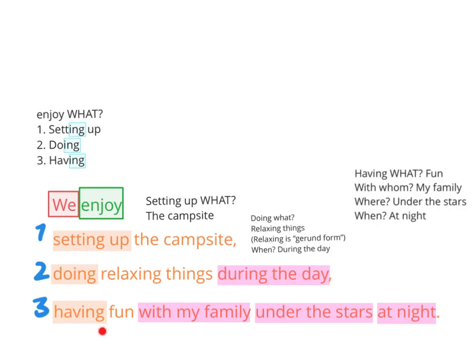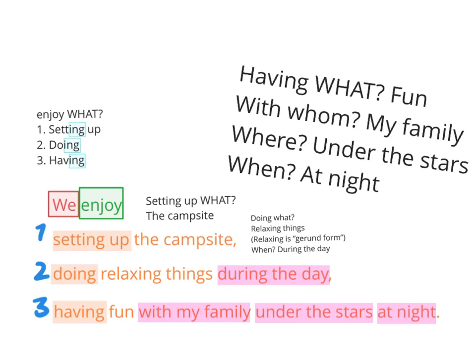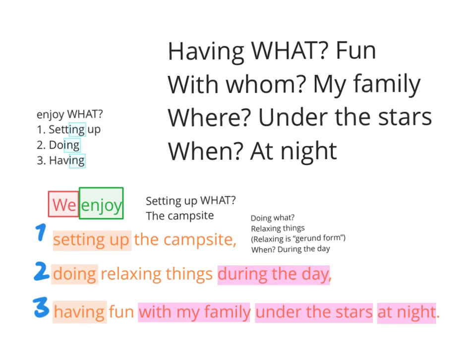Number 3 says, having fun with my family under the stars at night. You can see in this group of words there are 3 phrases, with my family, under the stars, at night. Let's look at what questions they answer. This one starts out with the word having, and we will ask the questions having what, with whom, where, and when. So, we are having what? We are having fun. With whom are we having fun?